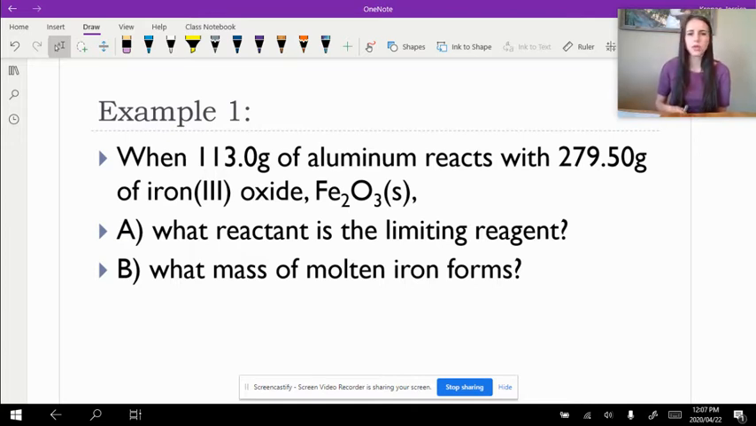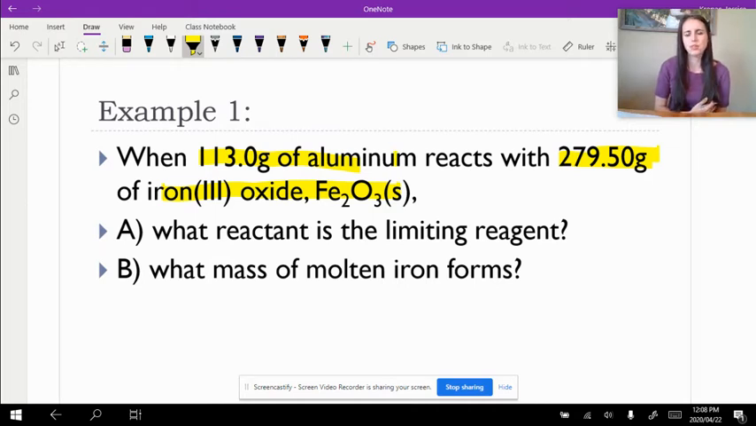The example that we're going to be looking at, we're not looking at grilled cheese sandwiches anymore. We are going to be looking at when we have 113 grams of aluminum. That's one of our reactants. It's going to react with 279.5 grams of iron oxide. That's our other reactant. It's asking what reactant is our limiting reagent and what mass of molten iron forms.